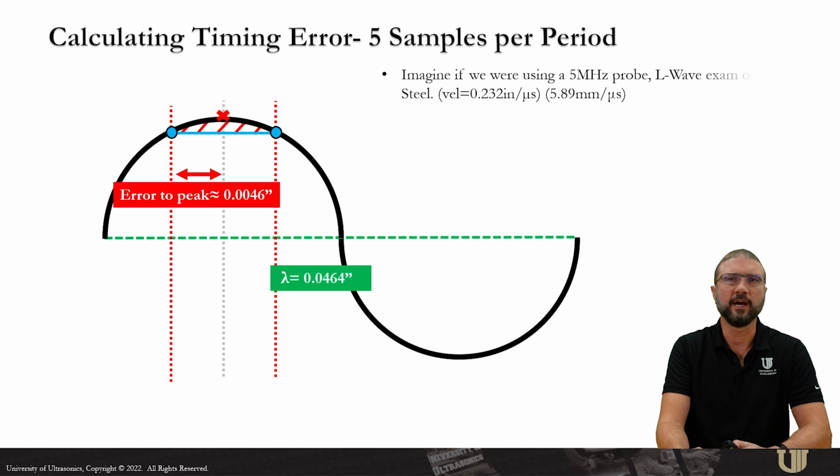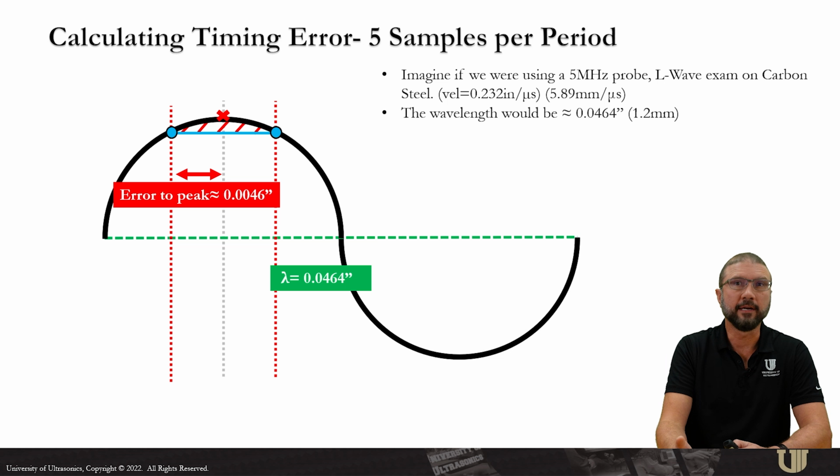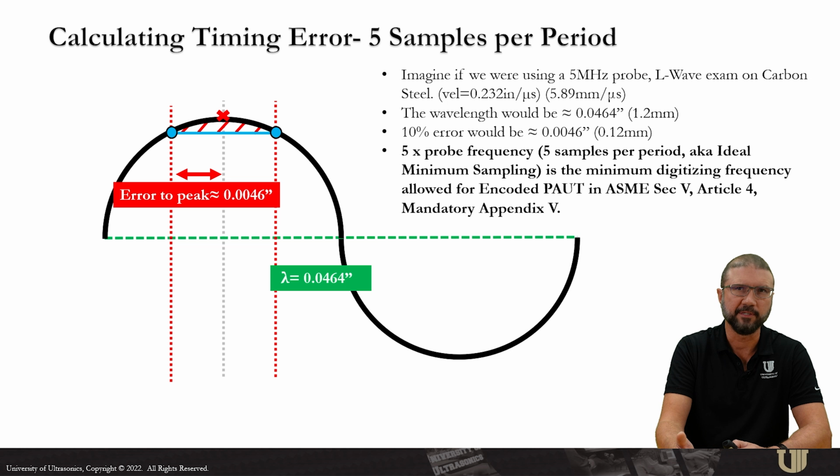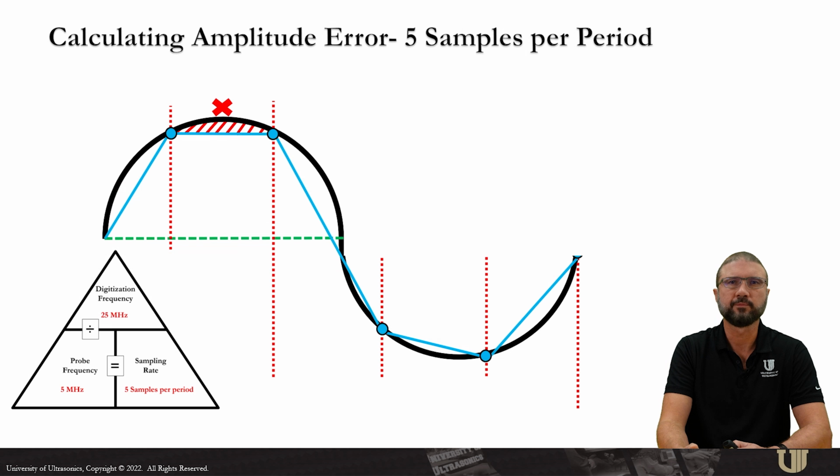And then we also calculated just how far in inches and millimeters the samples may be from your peak for this situation. And again, we mentioned that 5 times your probe frequency, which gives you 5 samples per period, aka ideal minimum sampling, is the minimum digitization frequency allowed for encoded phased array in ASME Section 5, Article 4, Mandatory Appendix 5, and more on that in a minute.